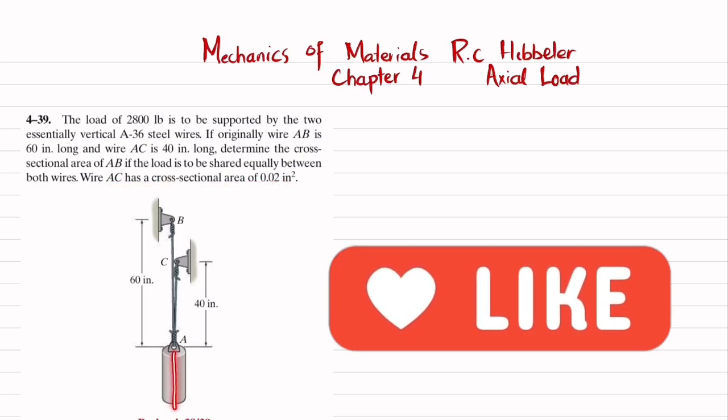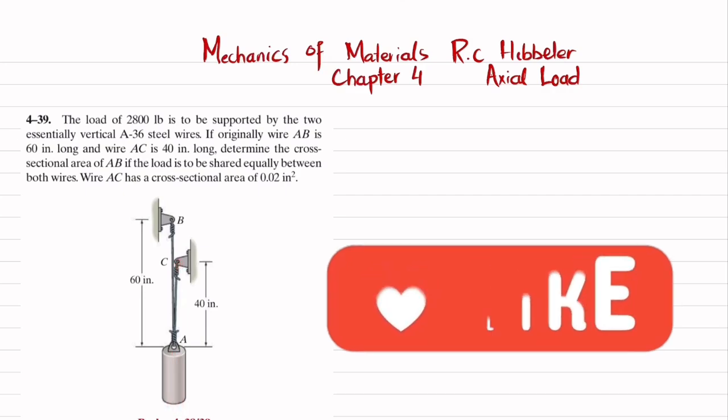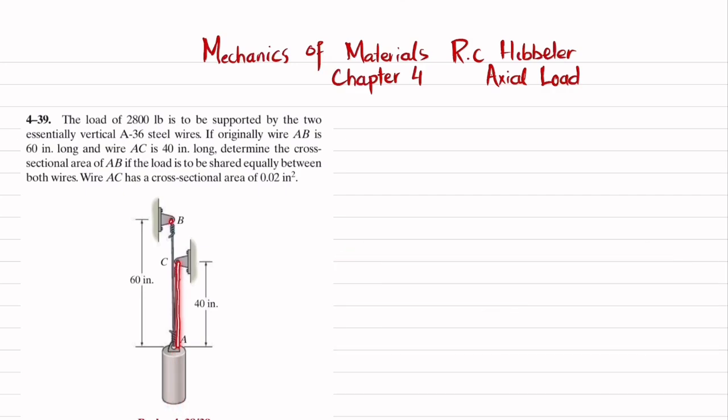So you can see this is the load that is suspended by two wires AC and AB that are made up of A36 steel, and the length of AB is 60 inch and the length of AC is 40 inch. The cross-sectional area of AC is 0.02, so you have to find the cross-sectional area of AB. So let's start with the given data. This load W is equal to 2800 pounds and two A36 steel wires.